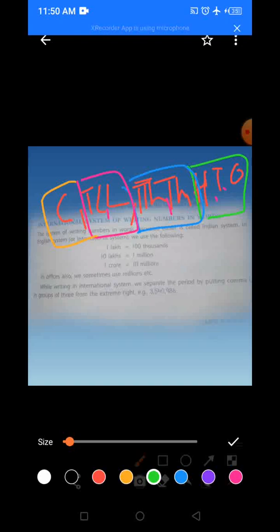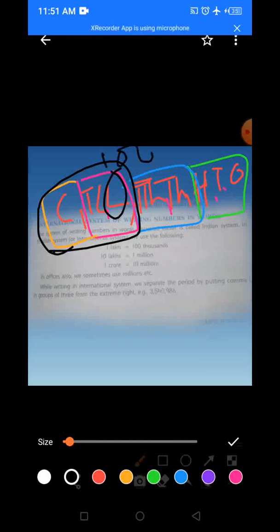Now look very carefully. This system has different names in the international system. So here 1 lakh will turn into 100,000. Okay, so here we have 1,000, 10,000, and then we'll have 100,000, and the 10 lakh will turn into 1 million. Okay, and 1 crore will turn into 10 million. So how will you write it in the international system?